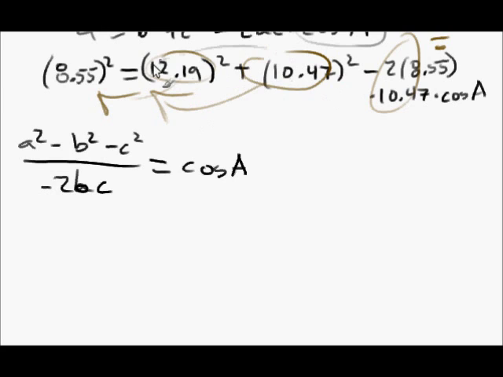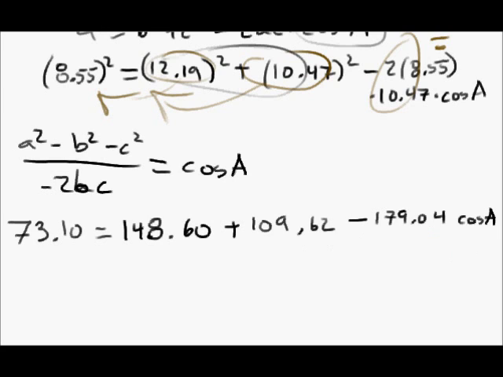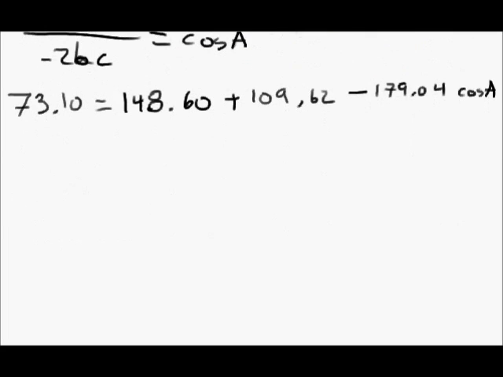But we're getting ahead of ourselves. Let's go back to this and see what the values are. When we do all the arithmetic, we end up here. So what we'll do is we'll go ahead and subtract these values. We'll have 73.10 minus 148.60 minus 109.62. That gives me negative 185.12. Then, that is not looking good.